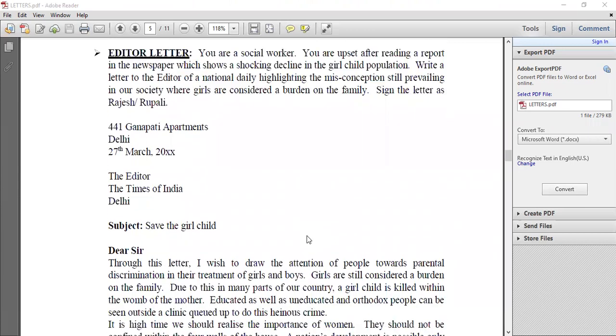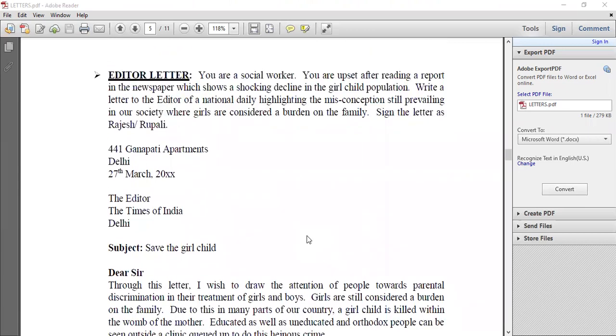You can see that business or office letters, and letters to school or college authorities, are different from a letter to the editor. The question I am reading: you are a social worker. You are upset after reading a report in the newspaper which shows a shocking decline in the girl child population. Write a letter to the editor of the National Daily, highlighting the misconception still prevailing in our society where girls are considered a burden on the family. Sign the letter as Rachi Sarvapalli.